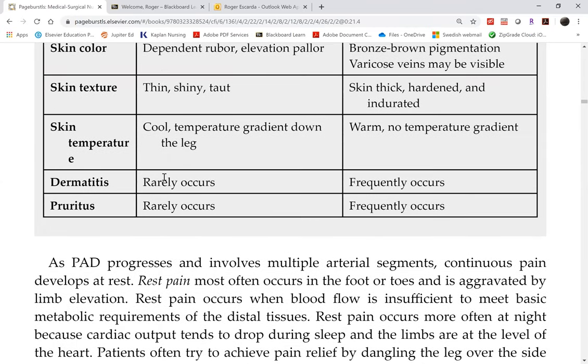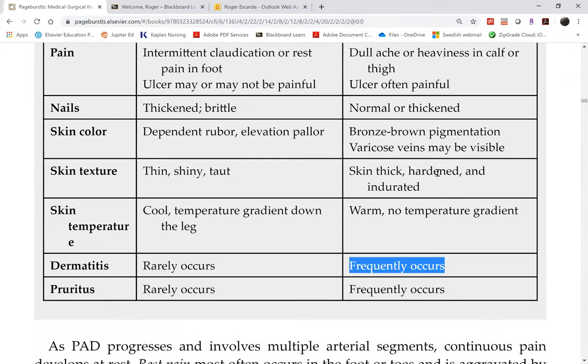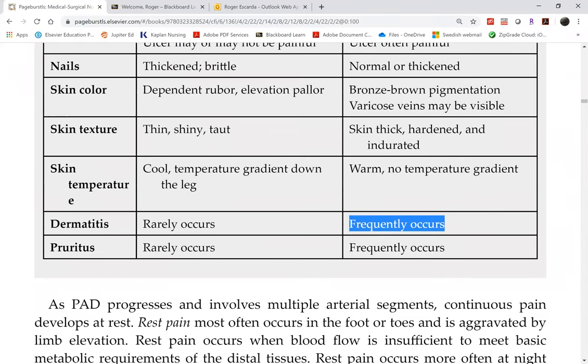Dermatitis doesn't happen or rarely happens in peripheral artery disease. It does occur frequently here. So on top of the ulcers that you have, the patient will have dermatitis as well, because it's always moist. And then you have the dressing, so it will irritate the dermis, causing dermatitis. And it's also itchy. There's pruritus there.